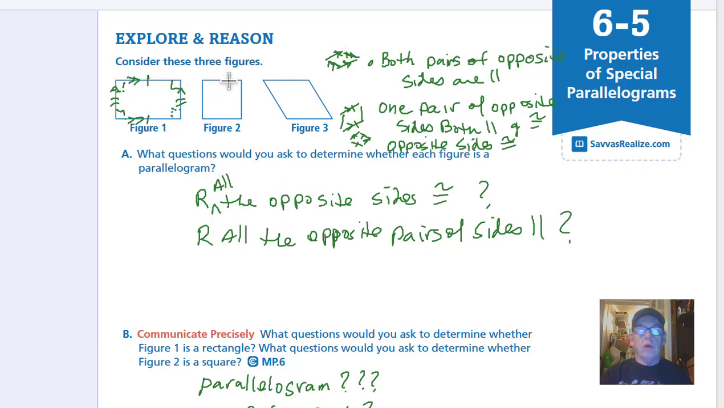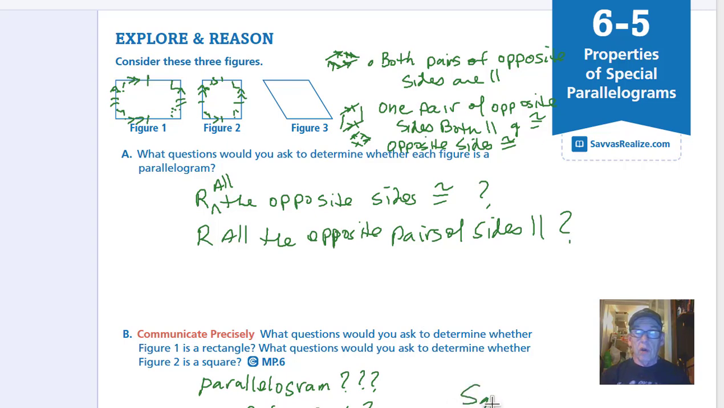Now, what about the square? The square has all the sides congruent. It has opposite sides parallel, just like a parallelogram, because it is one. It has opposite sides congruent, just like a rectangle, because it is one. And it has a right angle, which means that all the angles have to be right, just like a rectangle, because a square is one. But in addition, a square has all sides congruent. So what makes a square different from a rectangle is just the fact that all the sides are congruent rather than pairs of opposite sides congruent.